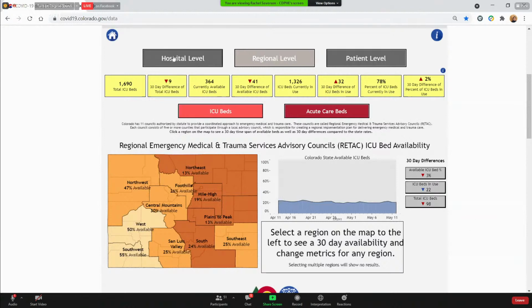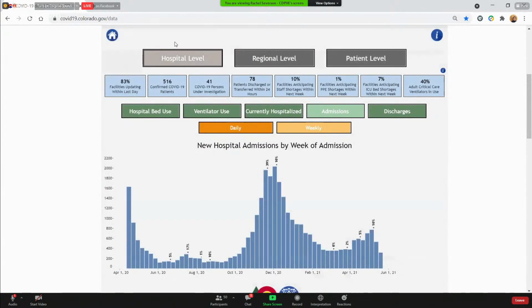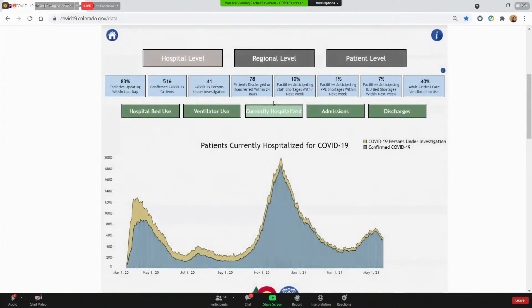I can click over to hospital level and see different breakouts based on data reporting for hospitals of people who have been hospitalized and are taking up COVID-19 related resources. So the first thing we see there is admission data. I can also click over to currently hospitalized to see the number of people currently hospitalized in Colorado hospitals because of COVID-19.